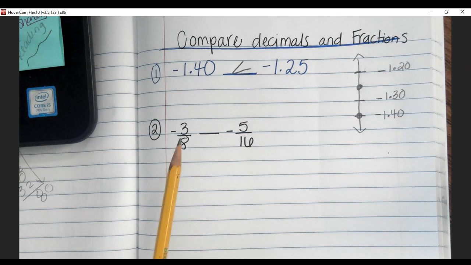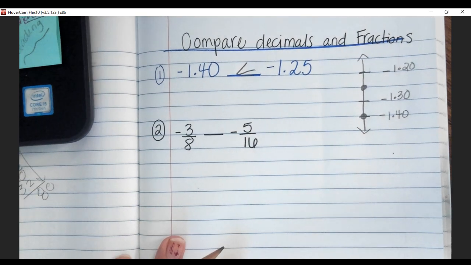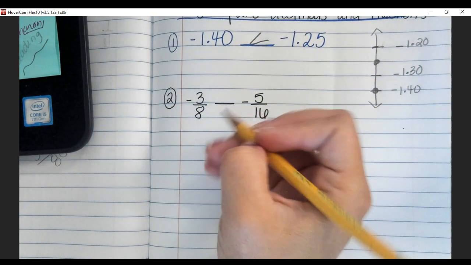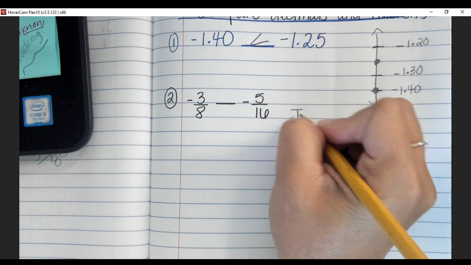Now the next one here, we have two fractions. I have negative 3/8 and negative 5/16. There's a couple of ways we can do this. I want to show you using what we've been doing with division. The other way is finding the least common multiple, but we'll learn that a little bit later. So I want to show you the way we've been doing this. Whenever you are looking at fractions, you can convert them to decimals. Remember, we convert them to decimals by using our acronym TIBO.